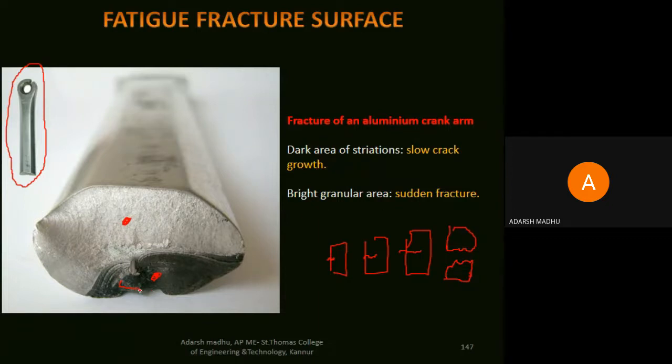So initially, when there is a very slow type of stress propagation or stress concentration or crack propagation region, it is shown in the large dark region.